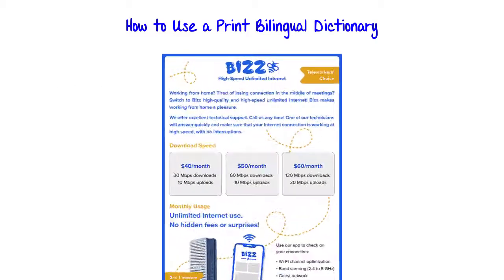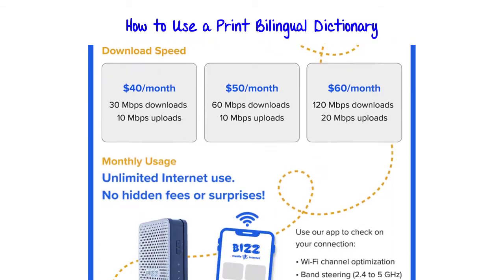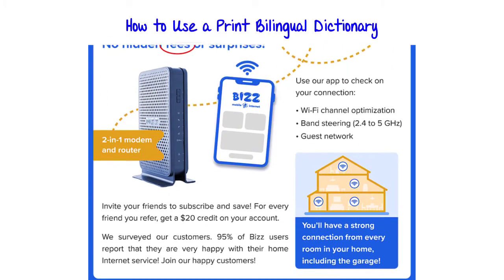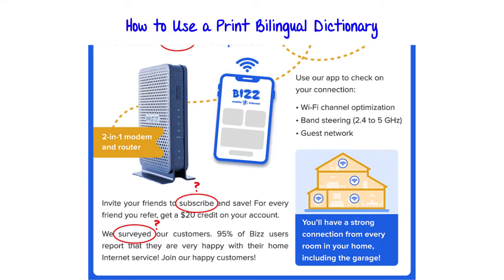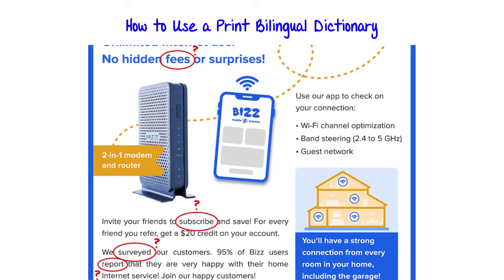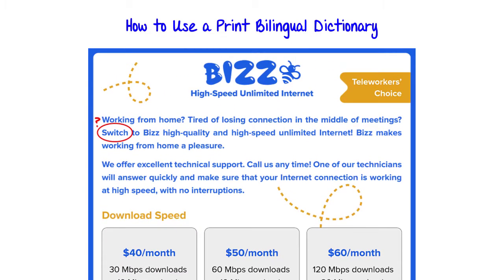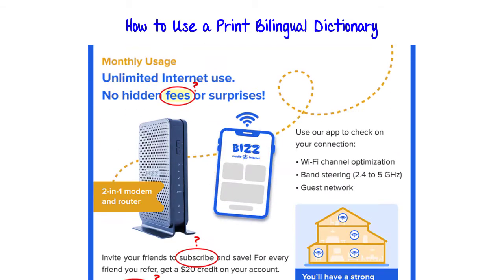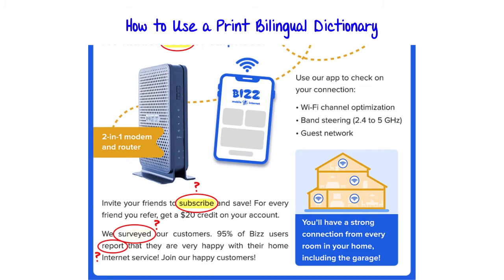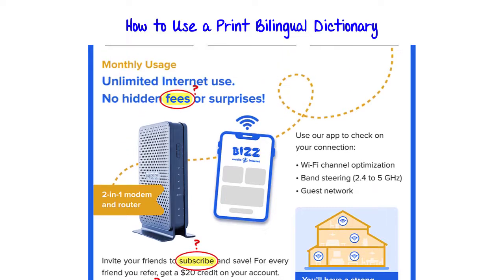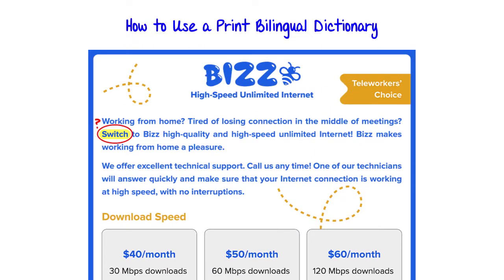As I read a text in English for the first time, I circle unfamiliar words and put a question mark next to them. When I'm done reading, I look them up in the dictionary. I circled these words while I was reading the text about Biz Internet: switch, fees, subscribe, surveyed, and report. Let's look up switch in the dictionary.